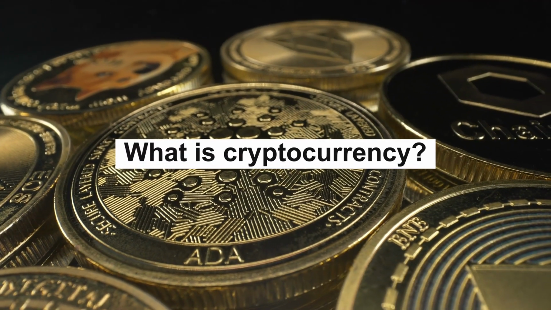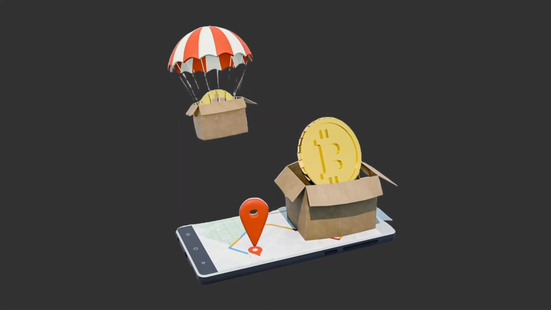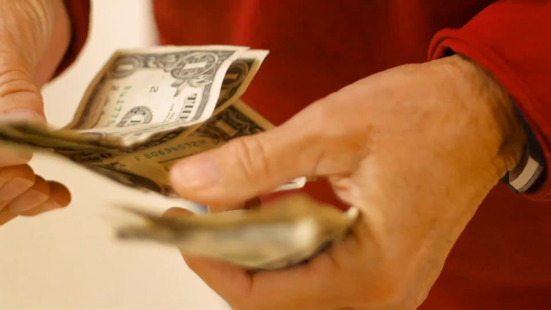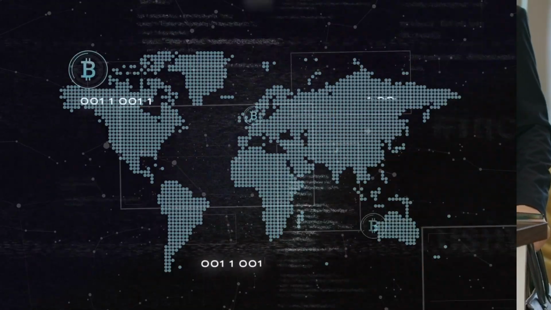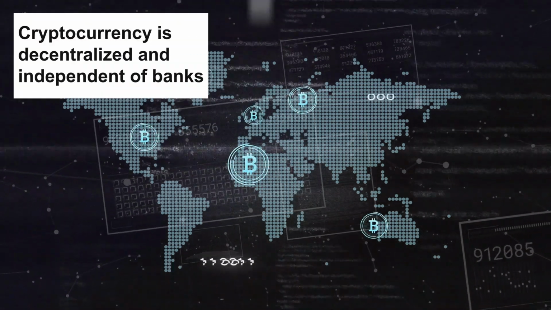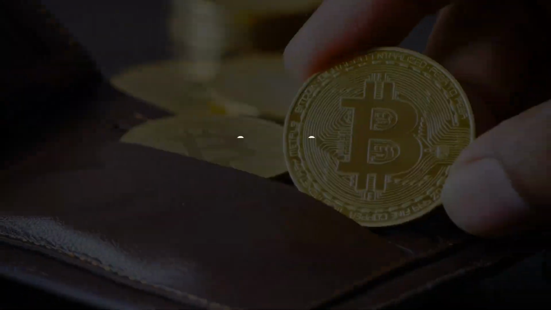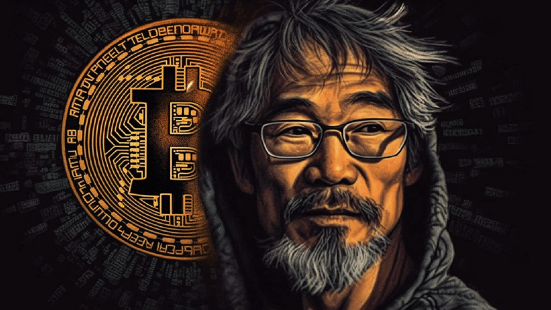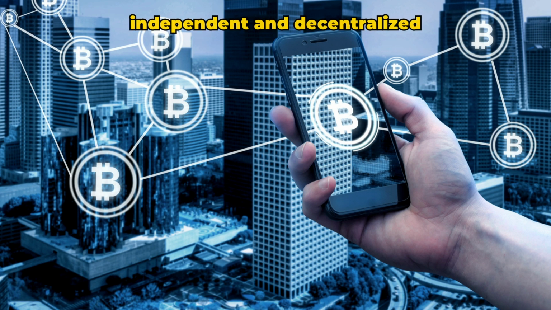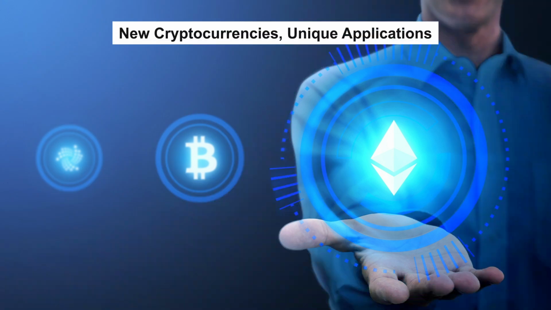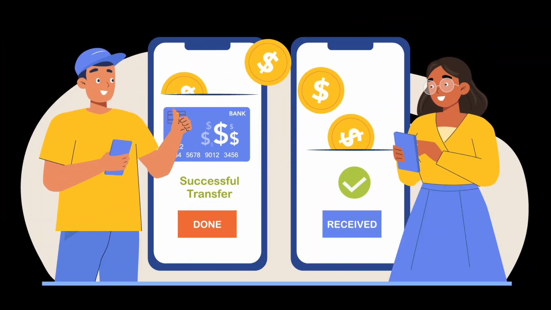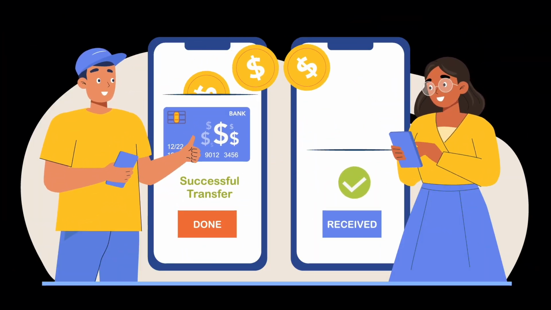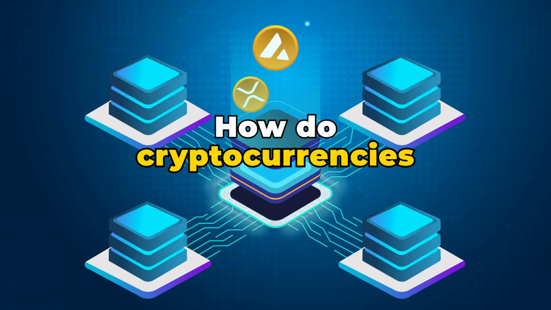What is cryptocurrency? Cryptocurrency is a type of transferable digital asset. Unlike traditional currencies, which are controlled by banks, cryptocurrencies exist in a decentralized manner and are not controlled by any specific authority. Bitcoin is the first and most well-known cryptocurrency, created in 2009 by a person named Satoshi Nakamoto. The main goal of Bitcoin was to create an independent and decentralized payment system. Since then, other cryptocurrencies have entered the market, each with its own unique features and uses. They offer new ways to make transactions and manage money, allowing you to interact with money in a way that's different from before.